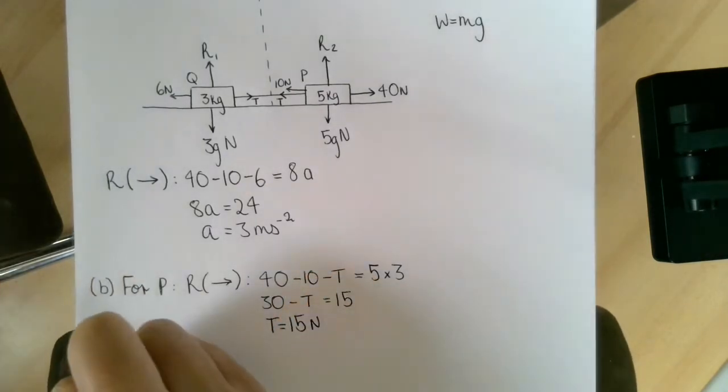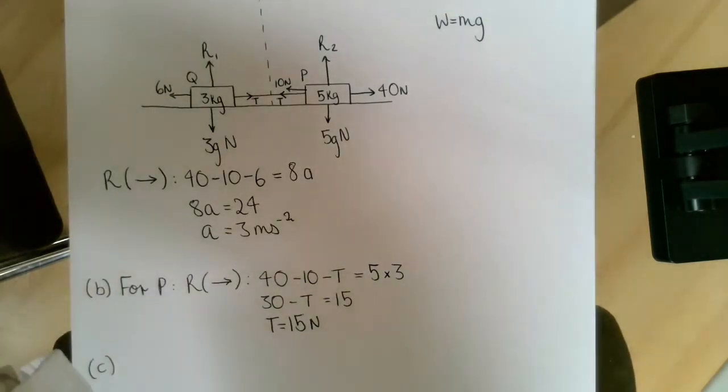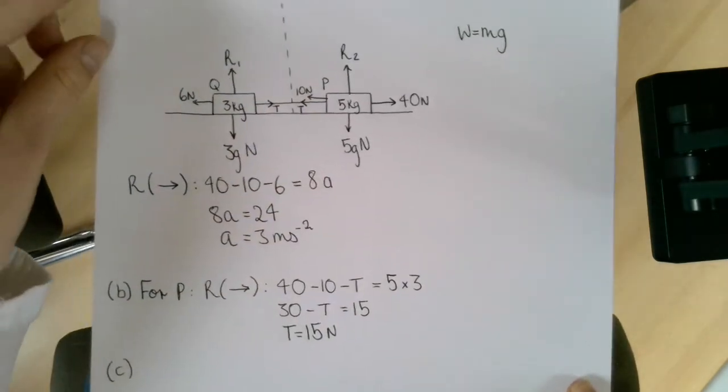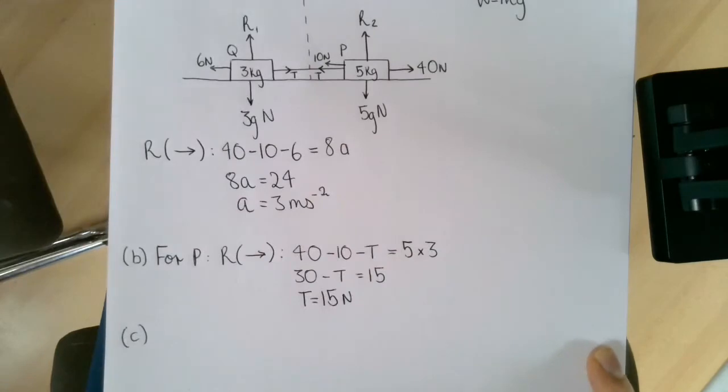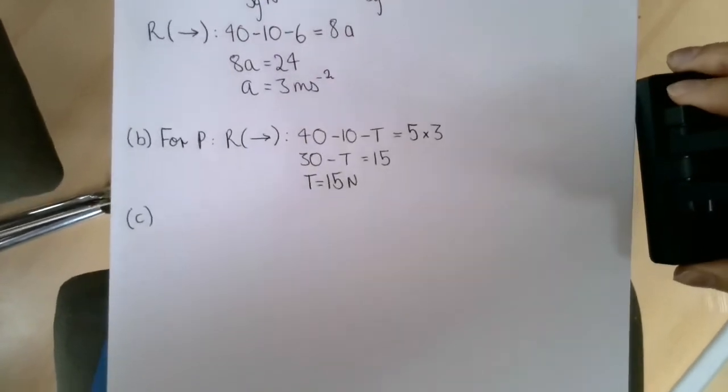For part C, it asks us to explain how the modelling assumptions that the string is light and inextensible have been used. This is a really common question to get in an exam, and every time the answer is going to be really similar. You're just going to have to maybe change the context.